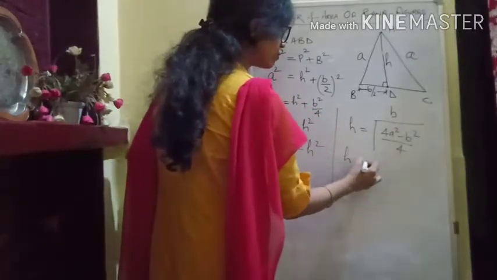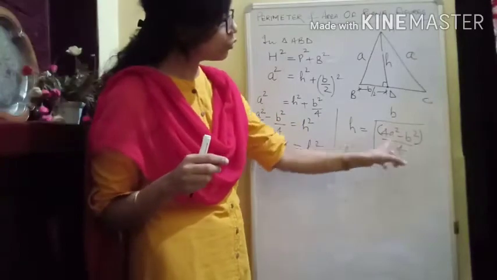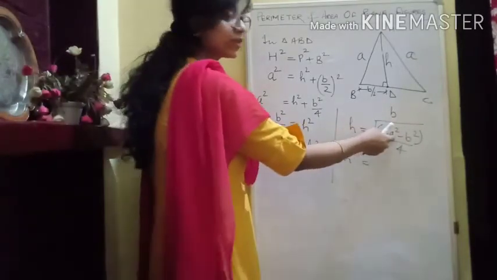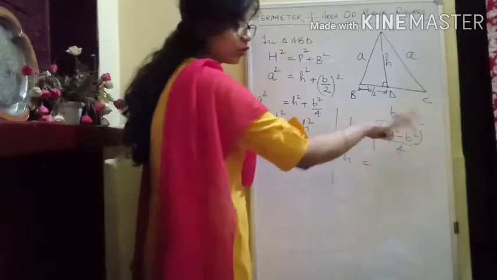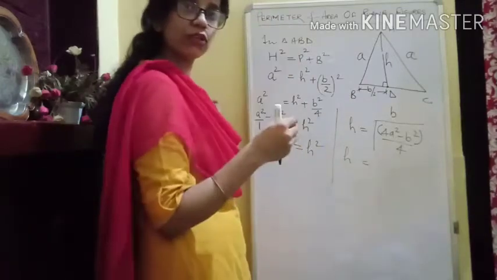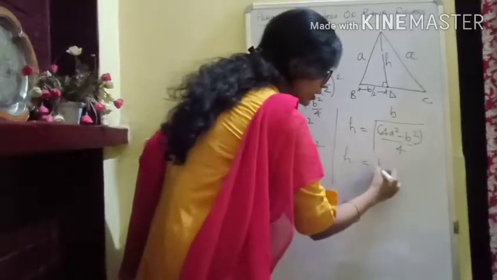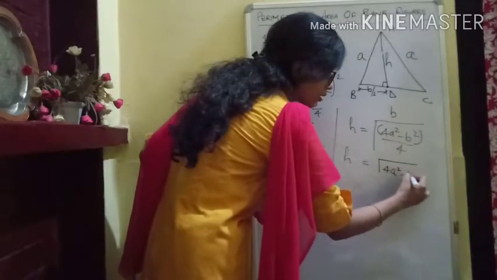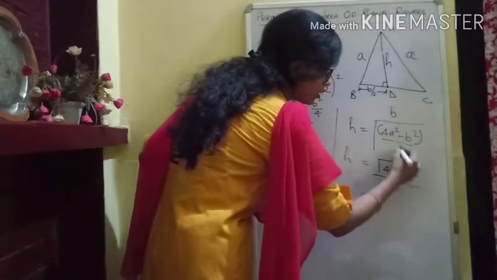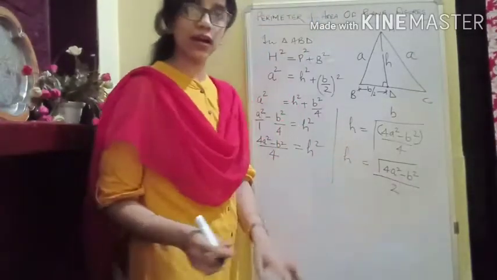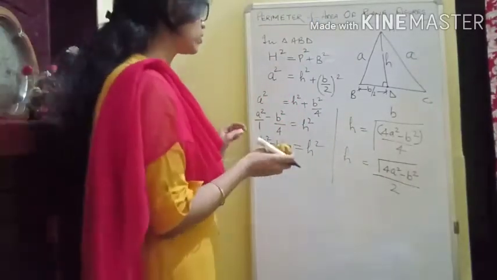the square root of 4a square minus b square upon 4. Now many of you, if you see, you cannot do anything in the numerator, because this 4 is with a square and this is the whole thing. We cannot take it out. But here in the denominator it is 4, and you know the square root of 4 is 2. So the numerator we cannot simplify. So it will be square root of 4a square minus b square upon 2. So this is what our height is coming, or you can say the perpendicular is coming.